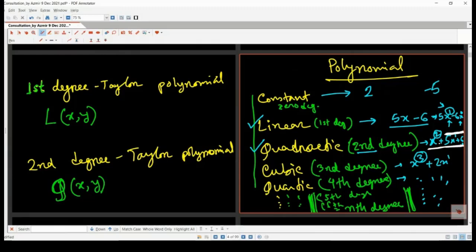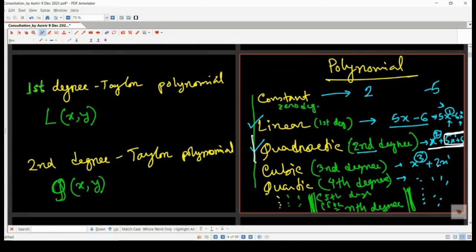That means inside quadratic polynomial, we have also linear polynomial. If we just consider 5x plus 6, this is the concept that you have to understand. For cubic, you will also have the previous polynomials. How? Let me show here.